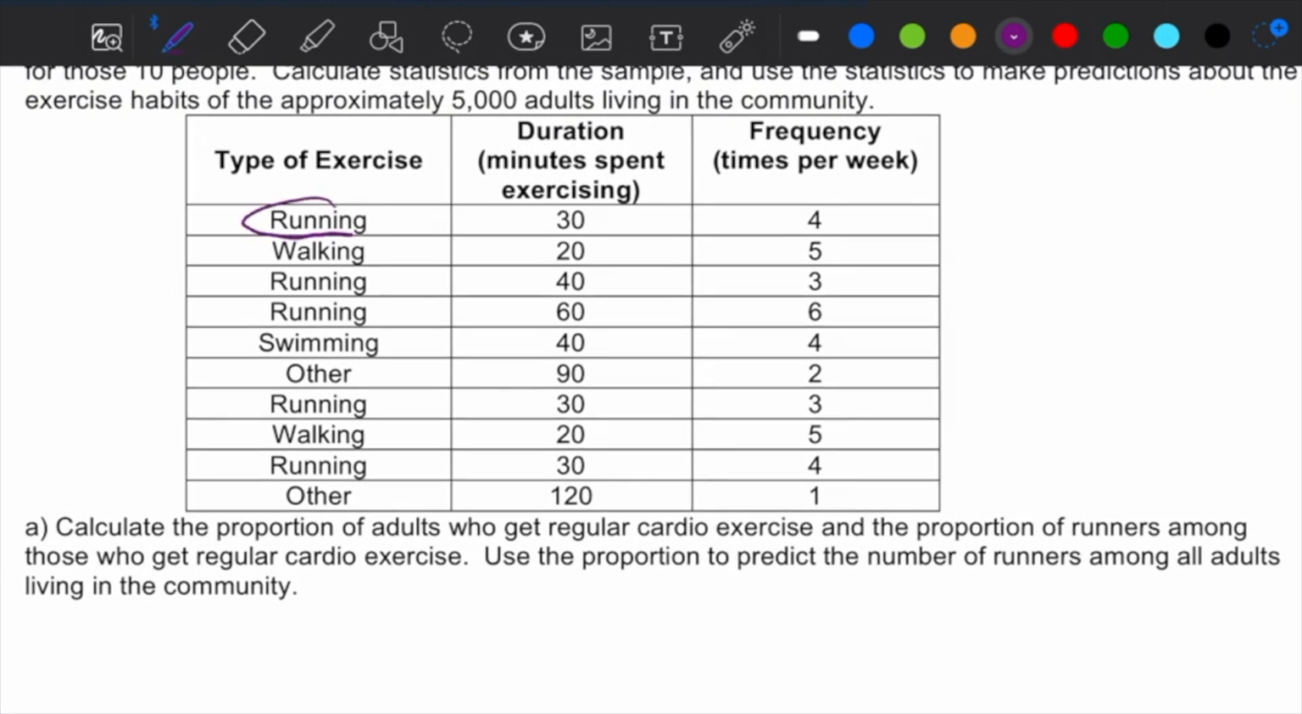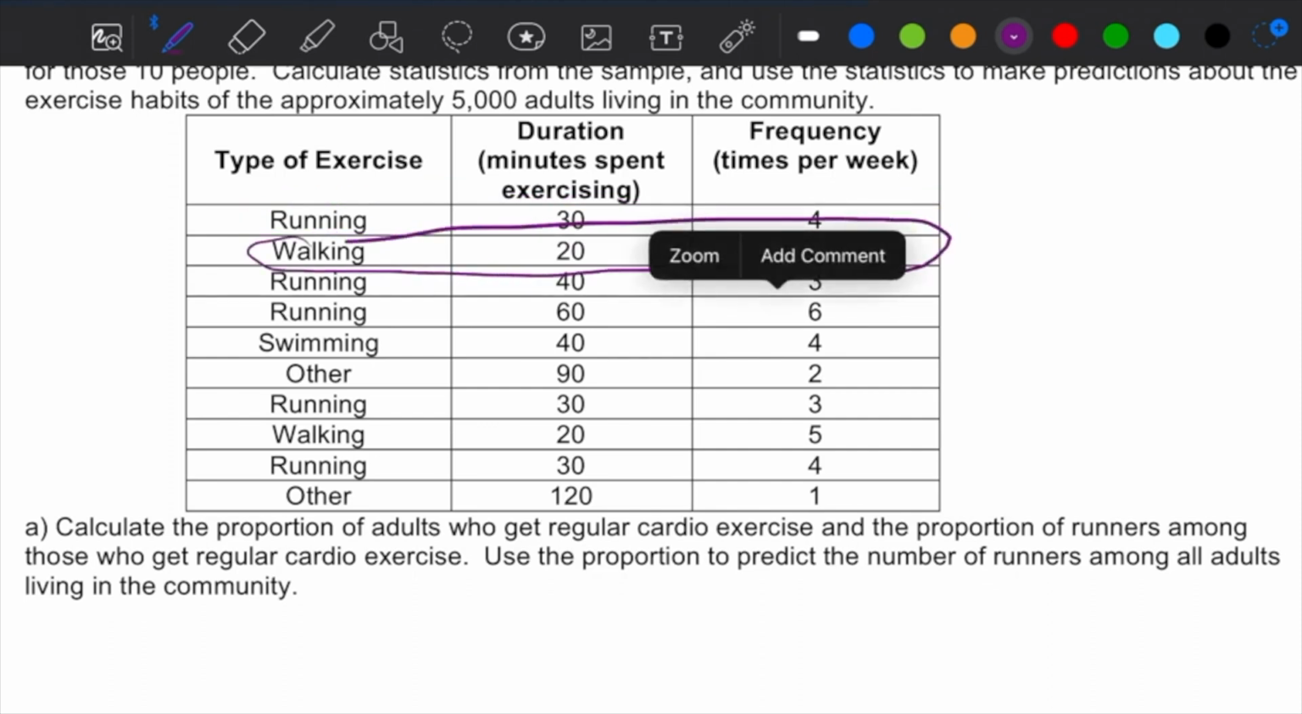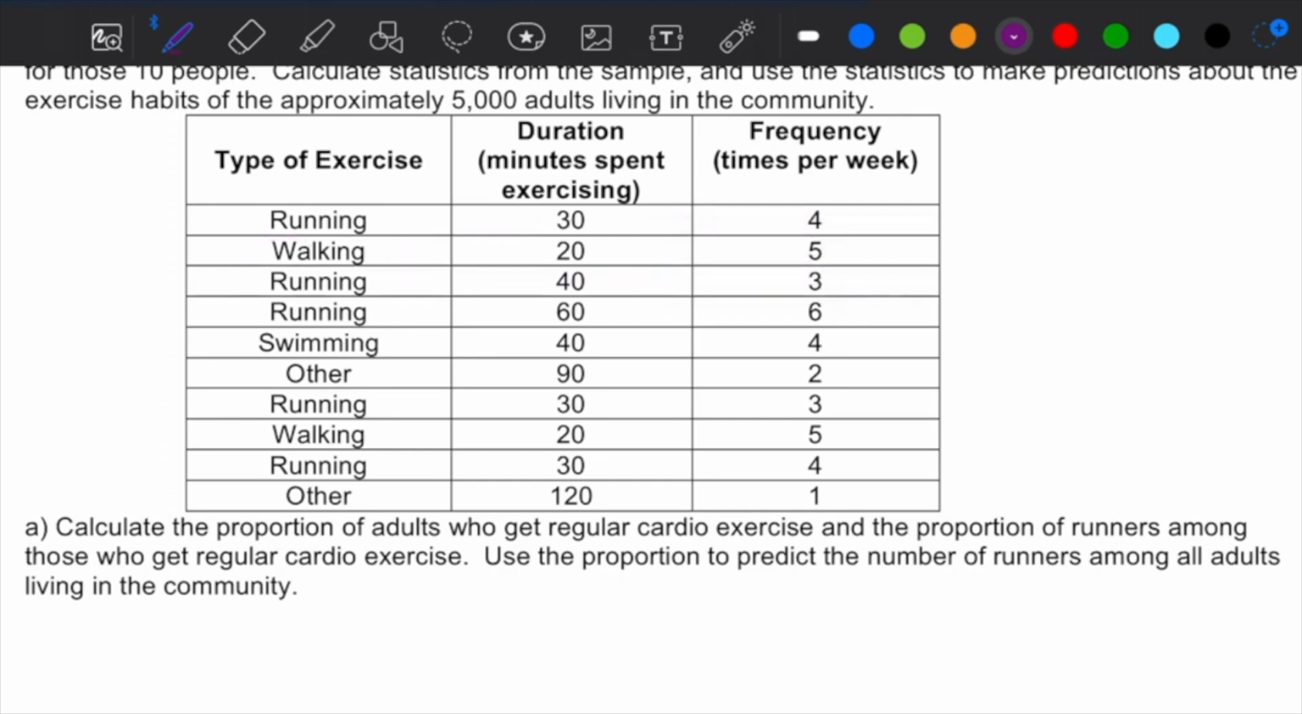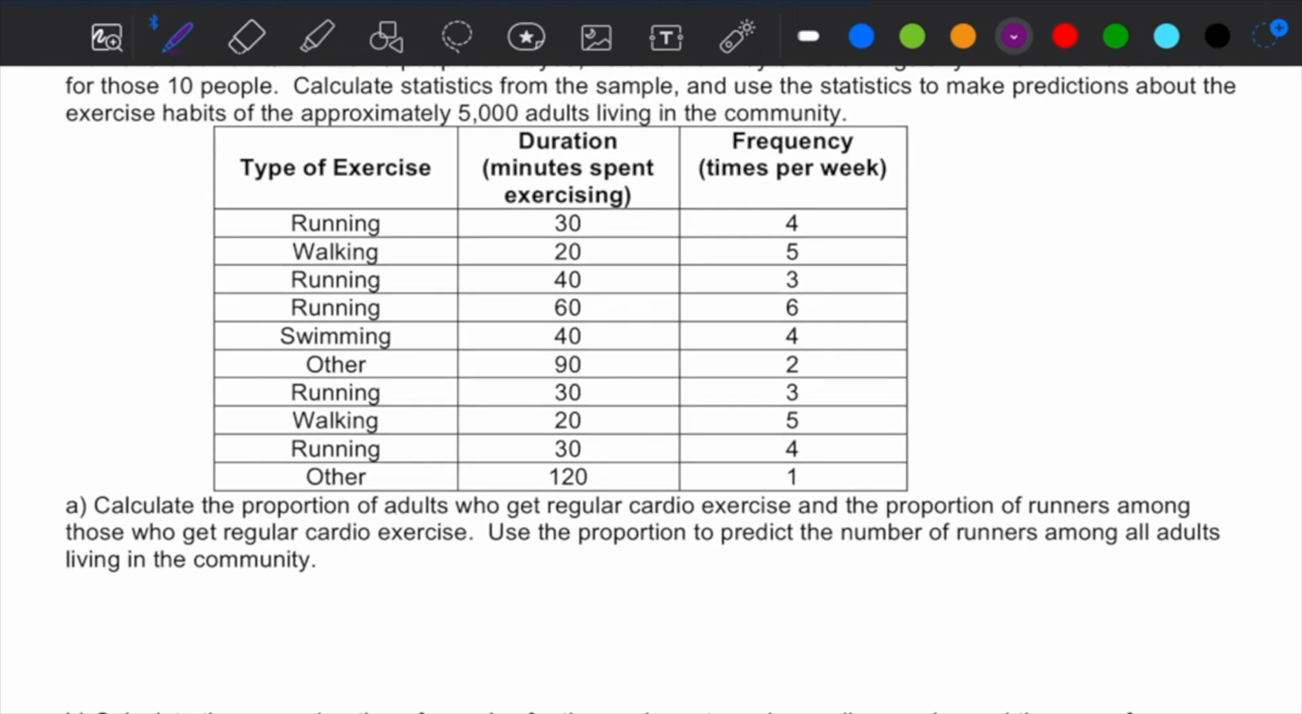Here we can see that this first individual prefers running, and they spend 30 minutes running 4 times a week. Whereas this next individual prefers walking 20 minutes for 5 times a week, and you can go on and so forth. So calculate the proportion of adults who get regular cardio exercise and the proportion of runners among those who get regular cardio exercise. Let's pause there before I go to the last part of it.